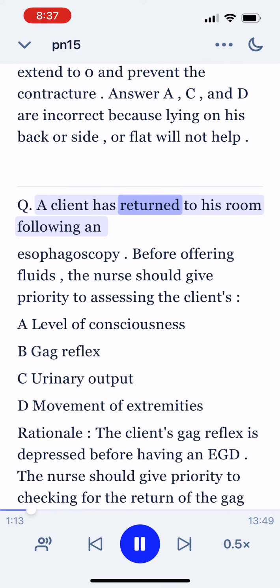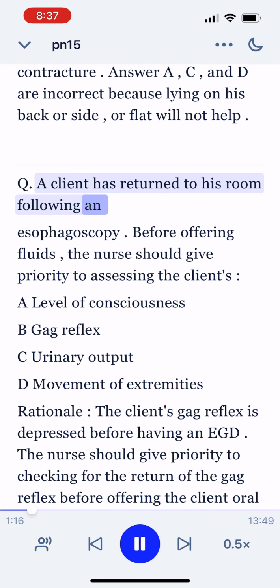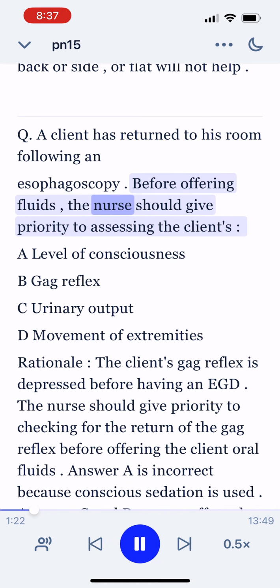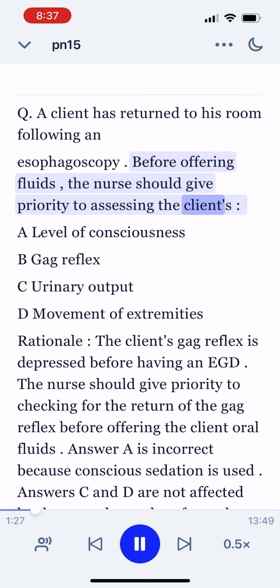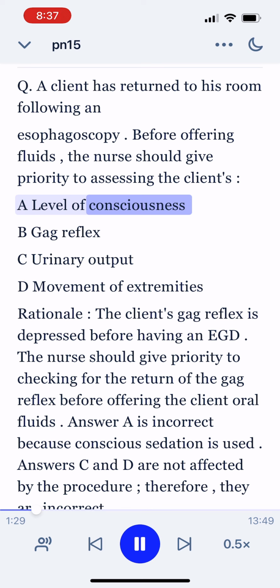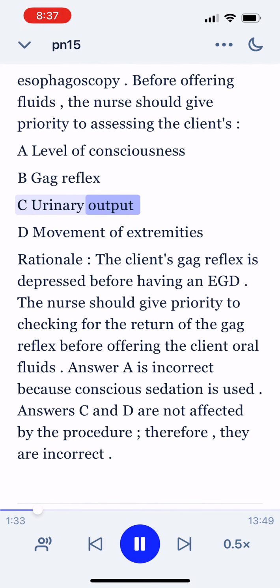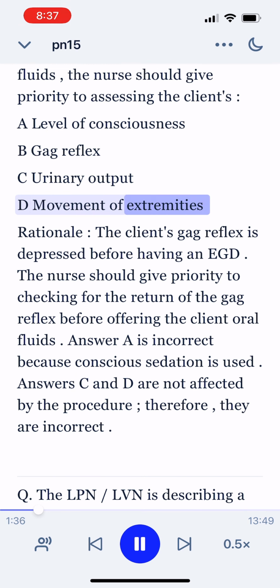A client has returned to his room following an esophagoscopy. Before offering fluids, the nurse should give priority to assessing the client's A. Level of consciousness. B. Gag reflex. C. Urinary output. D. Movement of extremities.